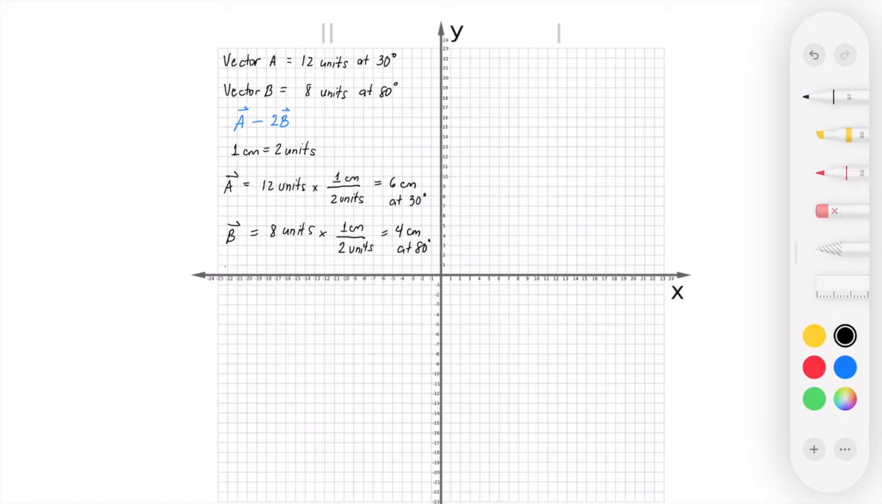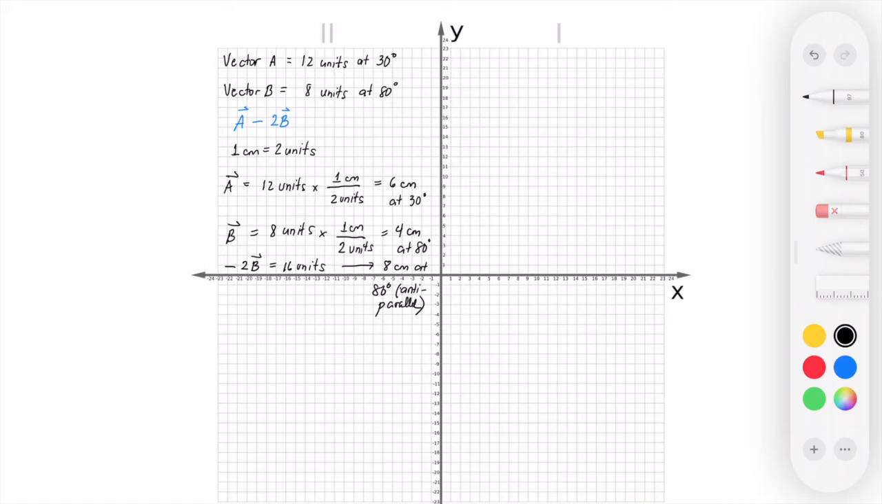Now, if we were going to represent negative 2B as our vector, that would be 16 units, and the counterpart of that 16 units would be also 8 centimeter at 80 degrees anti-parallel. So meaning to say opposite in direction. And let's try to see, if it is anti-parallel, that is 80 plus 180, that is around 260 degrees.